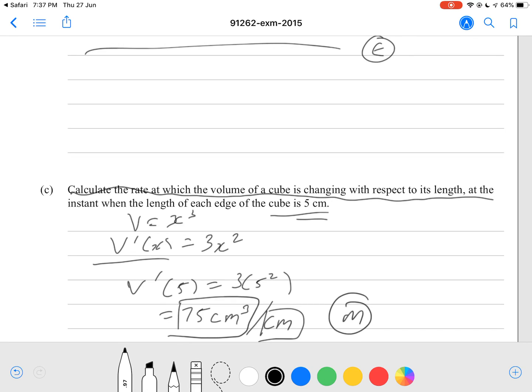To get an achieved grade, you're finding the derivative. So v dash of x equals 3x squared, that gets you an achieved. Alright.